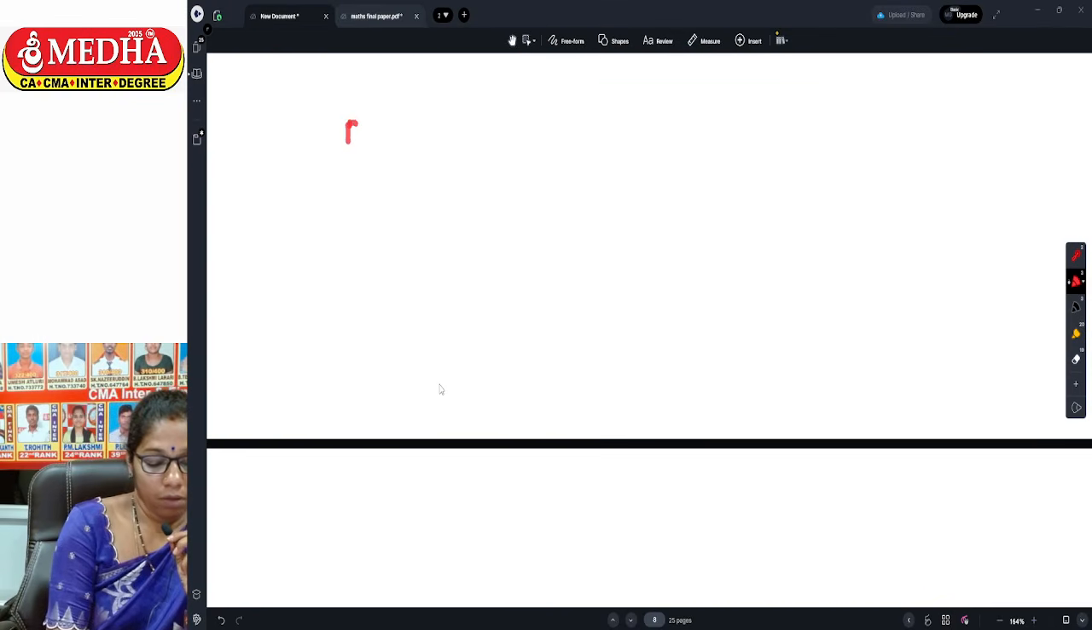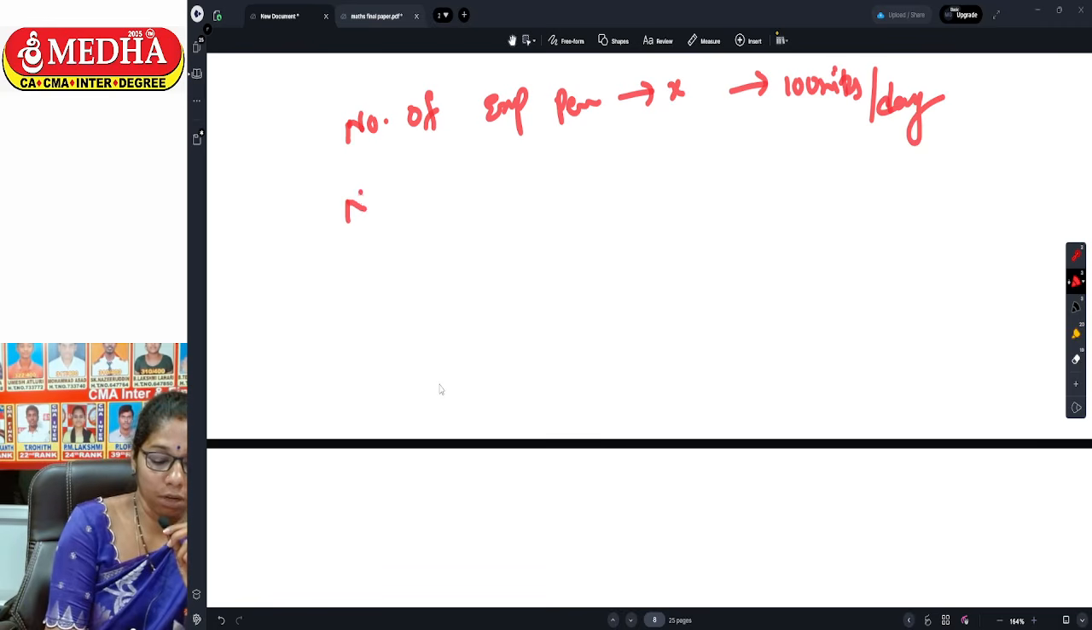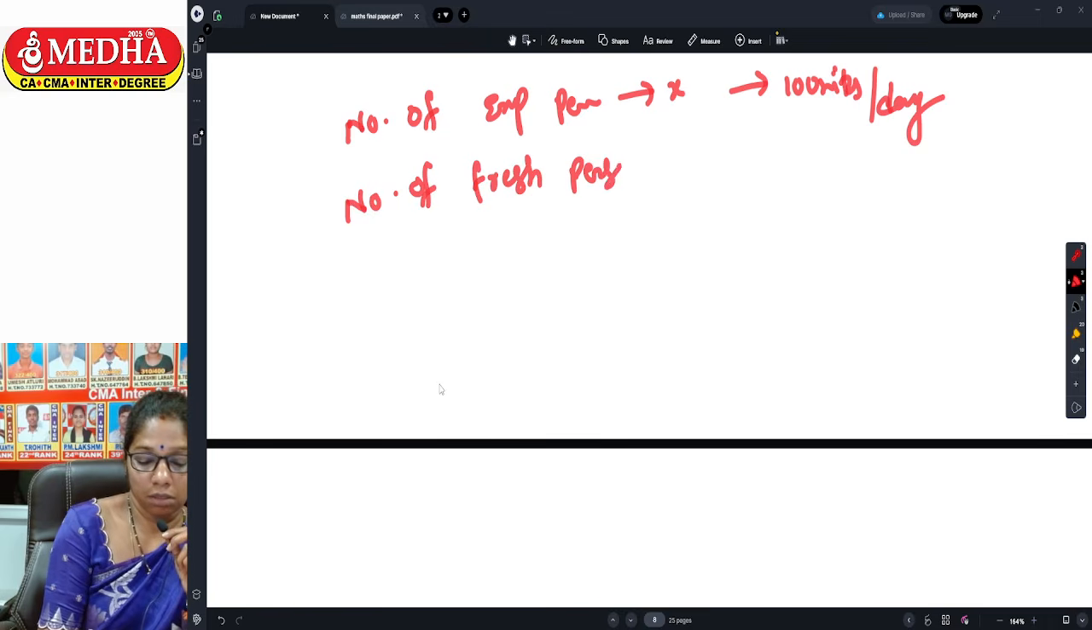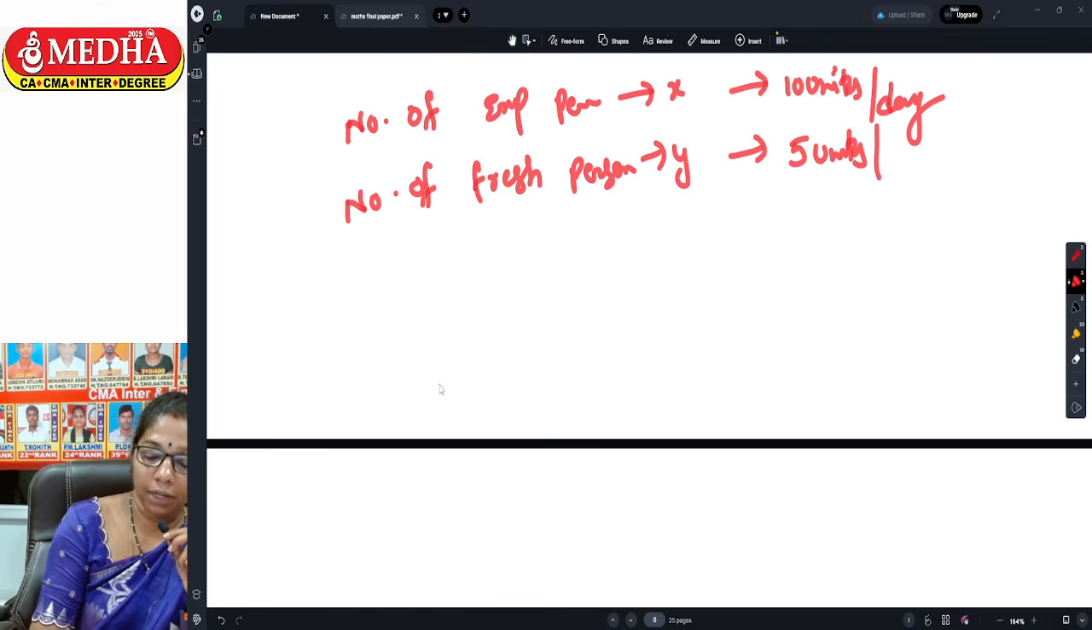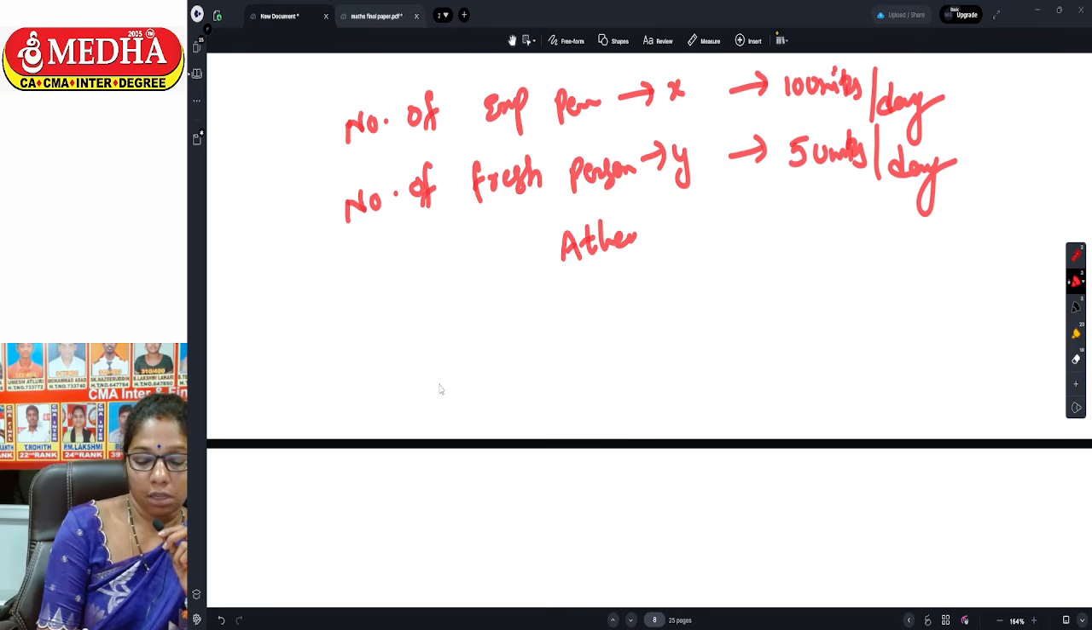So the number of experienced persons is x, and they can do 10 units of work per day, they finish 10 units of work. And the number of fresh persons is y, they can do 5 units of work per day, at least 50 units. At least 50 means greater than or equal to, I already told you to remember that.